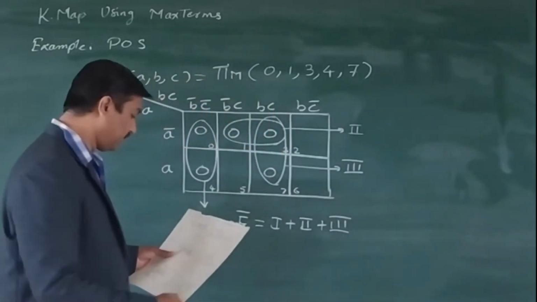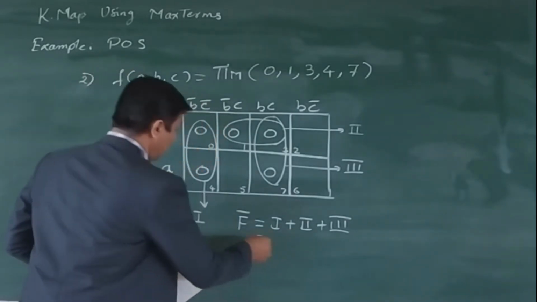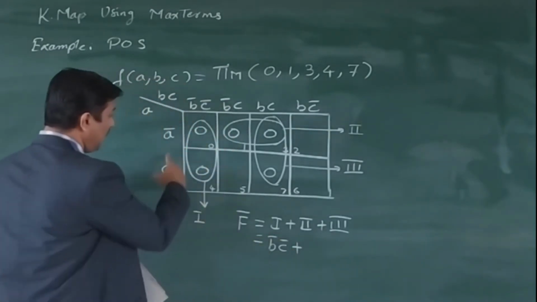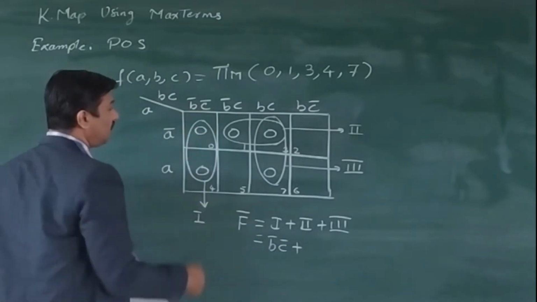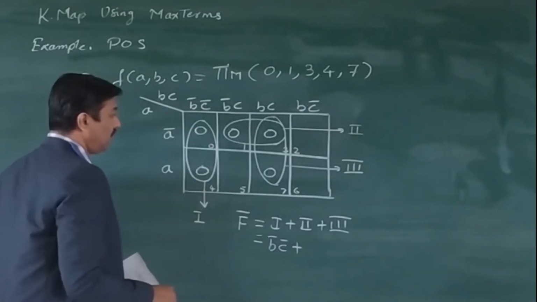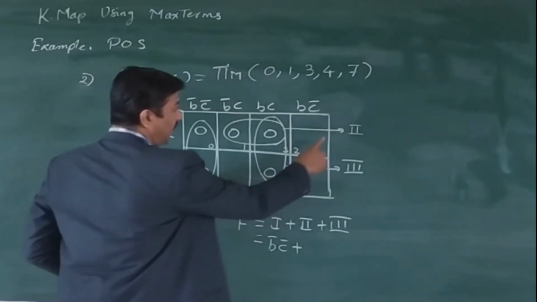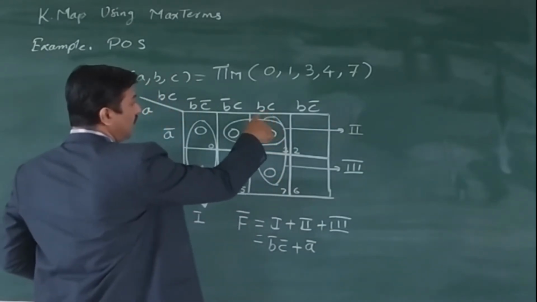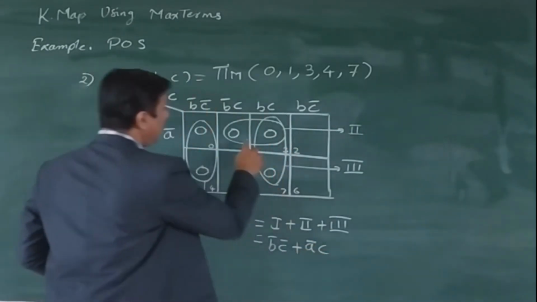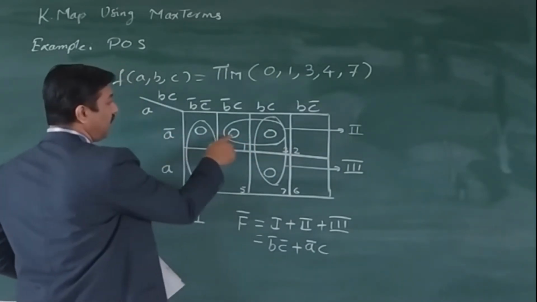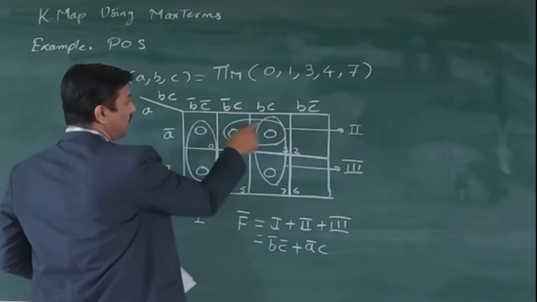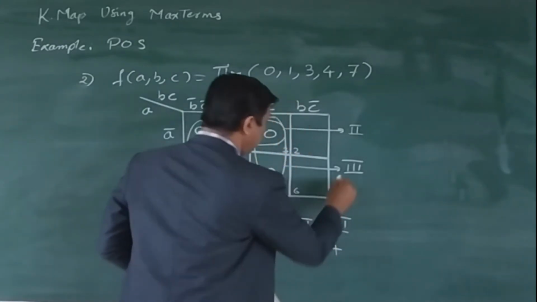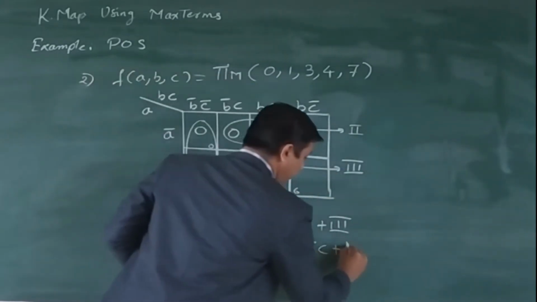So what is 1? What will come out? It will be B bar C bar, because A and A bar are changing. So the constant term for the first grouping is B bar C bar. For the second grouping it is A bar and C. Why? Because for these two terms it is A bar, for this 0 cell it is B bar C, and for this cell it is BC. The constant term here is C. So we are going to take that, and the third grouping is BC.